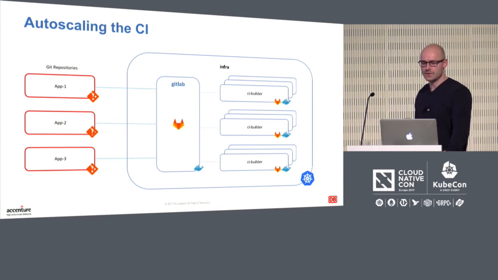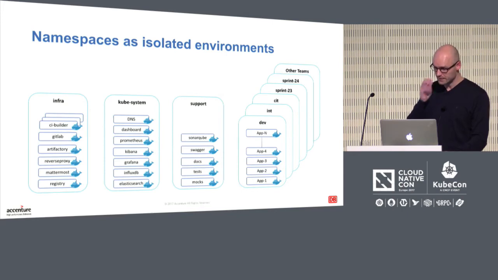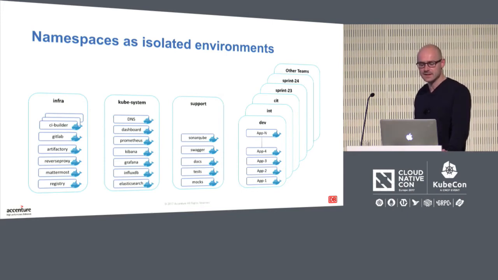Okay, so we have these nice Kubernetes executors and autoscalers. So how can we deploy the software? We are using namespaces as isolated environments. This gives us nice separations of concerns. So actually we have lots and lots of namespaces because they're cheap. We can just create and consume them how we want.